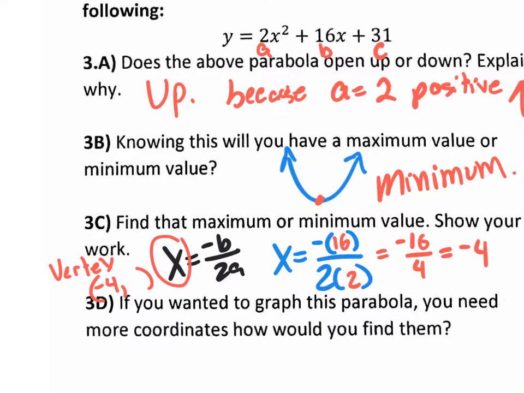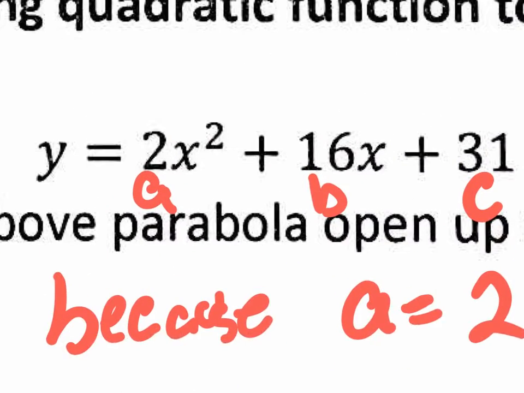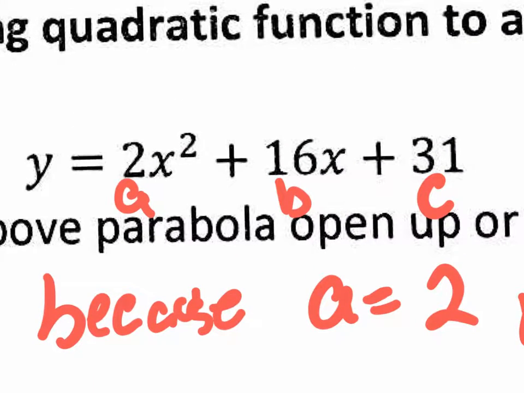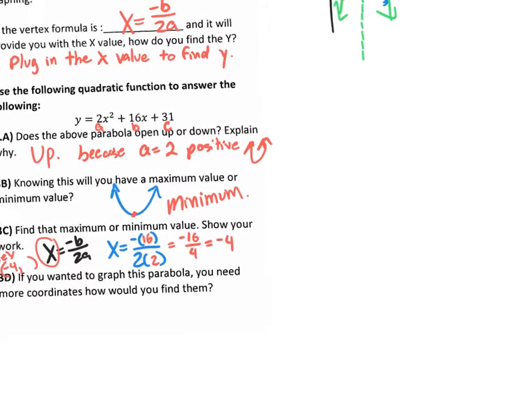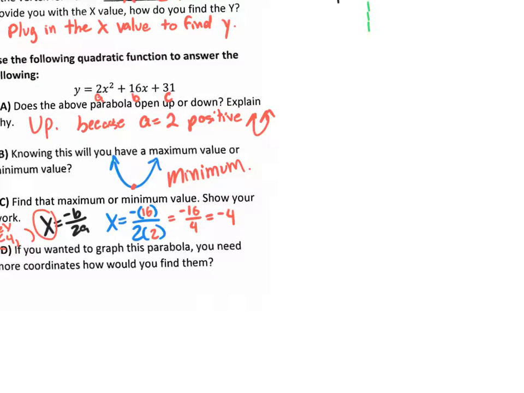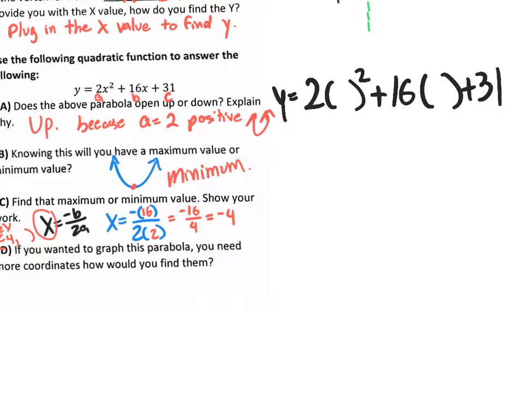Plug it in. So I'm going to rewrite this equation, but instead of x and x, I'll rewrite it as 2 parentheses squared plus 16 parentheses plus 31. And then I'll be able to plug in my x value into those parentheses. So let's rewrite, let me do it over here on the side. Let's rewrite that equation, but with parentheses instead of x's.